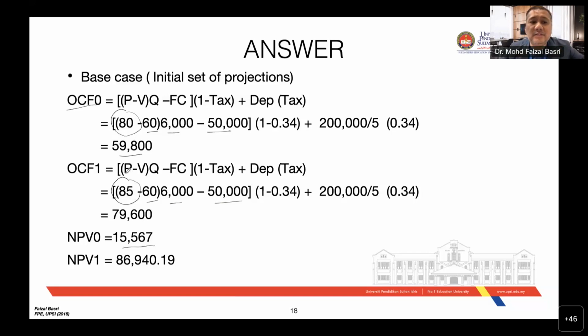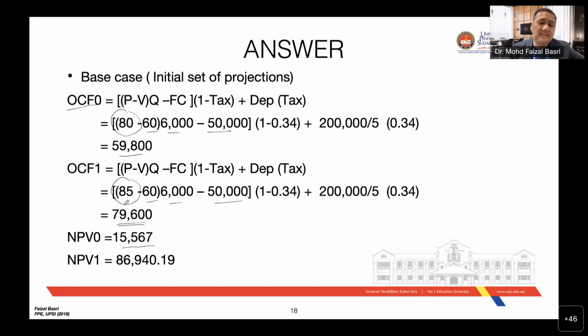Consistently, you make sure you have to make it consistent. And in my case, I use the higher bound, or upper bound. So the price increased from 80 to 85. And here you can see the OCF increased from 58,800 to 79,600. Okay, so this is our new OCF.